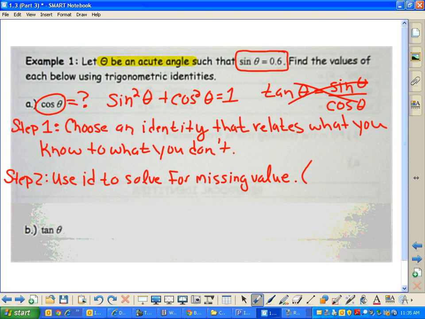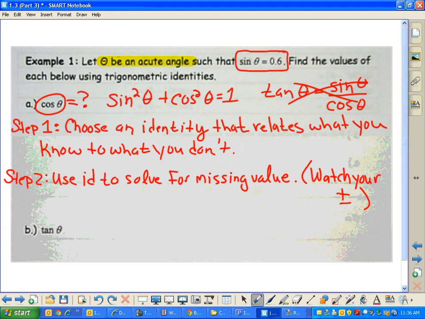And I'm going to give you a disclaimer. You've got to watch your signs, and I don't mean S-I-N. I mean your positives and negatives. I highlighted that piece of information in the beginning of the problem for a reason.